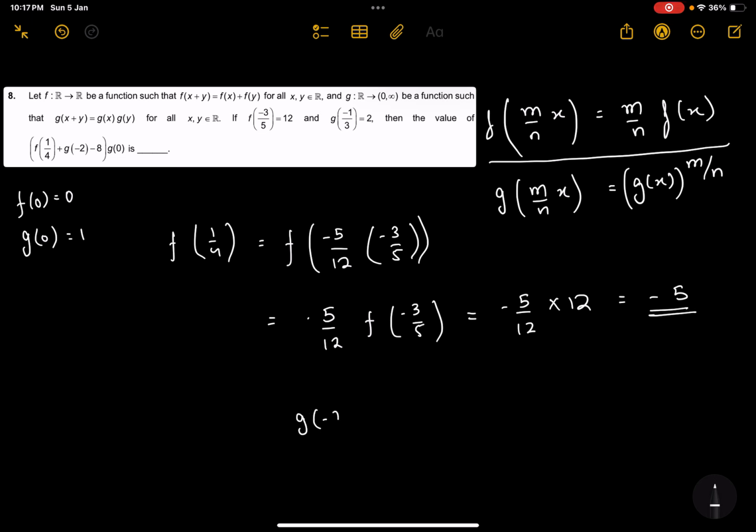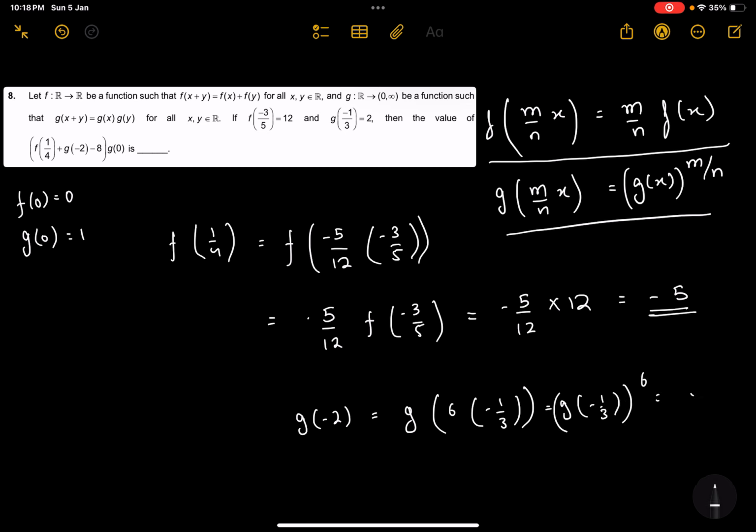g(-2) is g(6 times minus 1/3), which using this rule we have g(-1/3) to the power 6, 2 to the power 6.